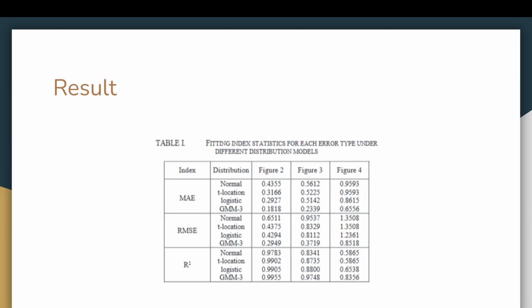The RMSE of GMM4 decreases by 54% and 31% respectively, compared with the logistic distribution with the best effect in a single distribution. To sum up, the GMM4 proposed in this paper is more accurate and flexible than other distribution models in fitting PV power prediction error. And the more complex the error distribution is, the more obvious its advantage is compared with the single distribution model.